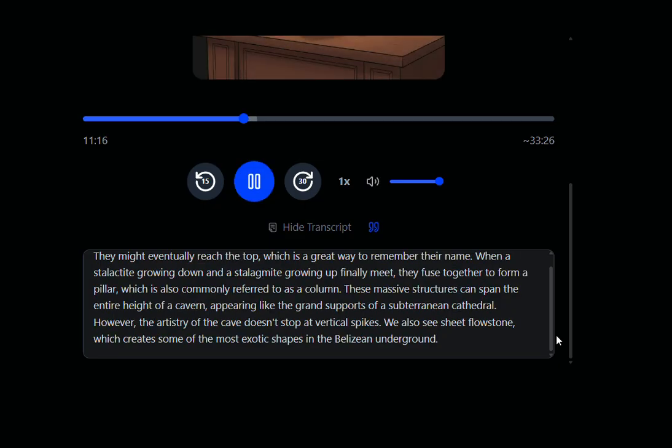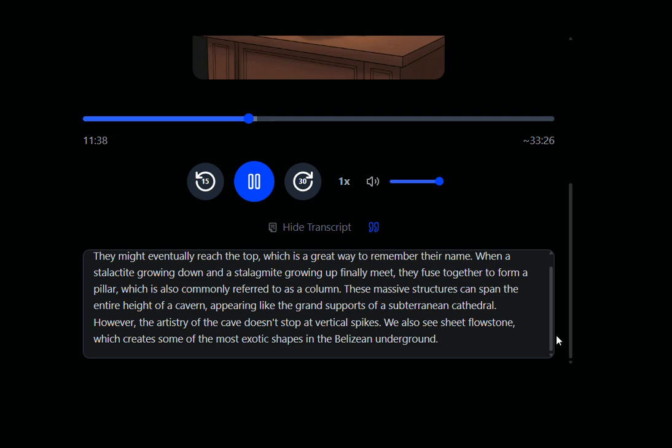They might eventually reach the top, which is a great way to remember their name. When a stalactite growing down and a stalagmite growing up finally meet, they fuse together to form a pillar, which is also commonly referred to as a column. These massive structures can span the entire height of a cavern, appearing like the grand supports of a subterranean cathedral.